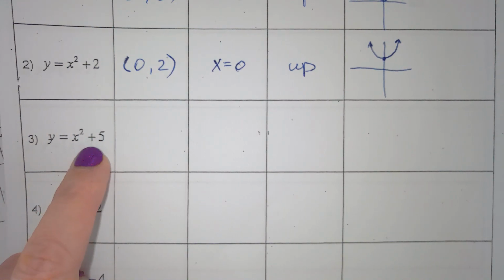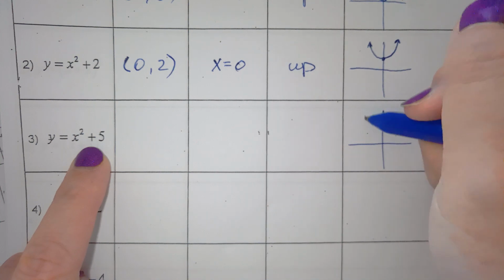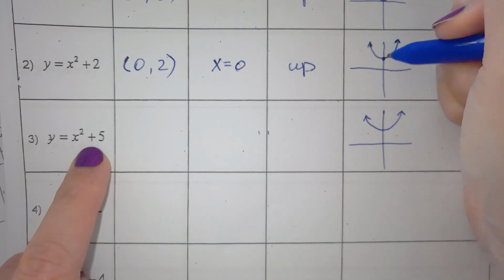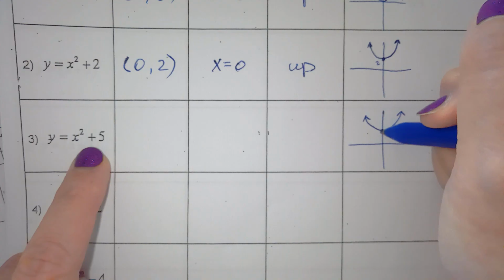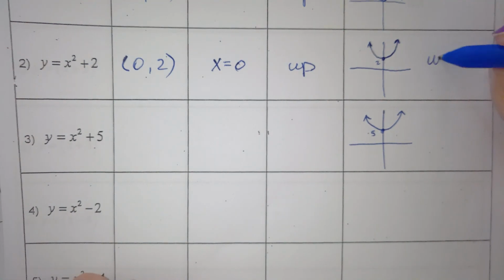Andy? Vertex is (0, 5). The axis is x equals 0. It opens up and it moves up by 2 compared to y equals x squared. Right. Good job.